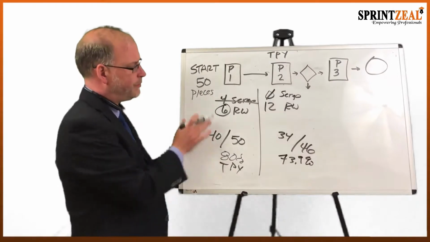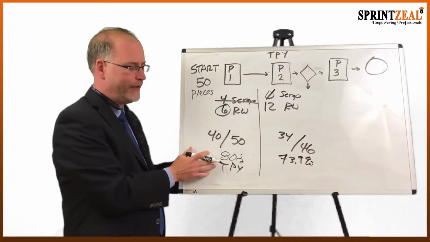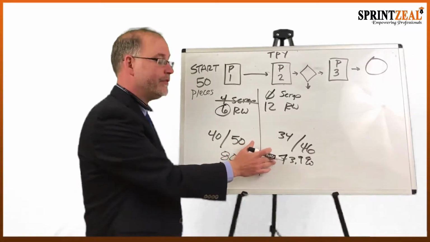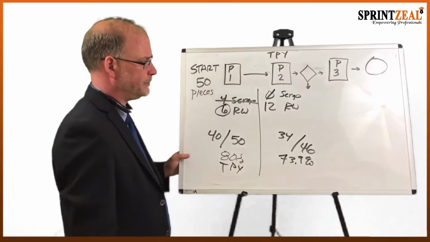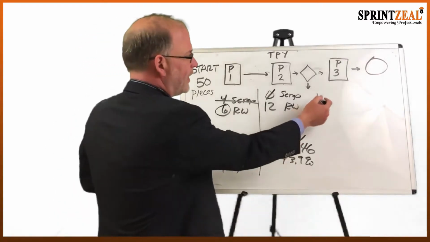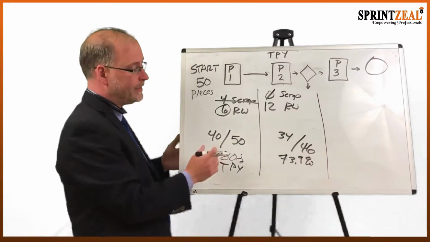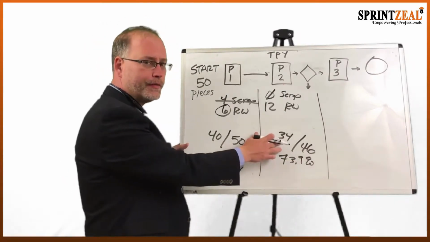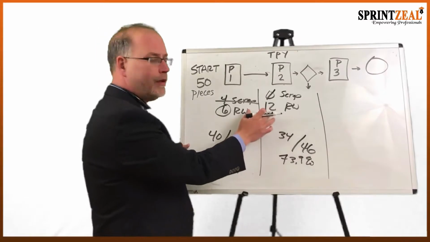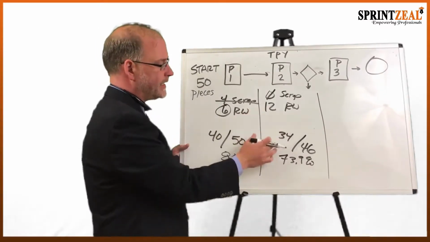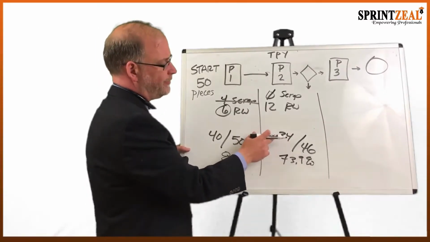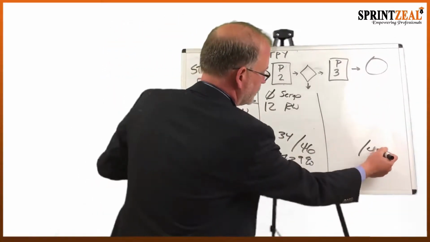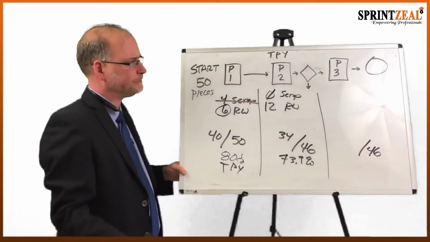So in process step 1, we have a throughput yield of 80%. In process step 2, we have a throughput of 73.9%. So now we move on to process step number 3. The same thing applies. Well, we know that 34 made it through successfully the first time. 12 had to take a rework or be done a second time. So we add 34 plus 12, and that gives us the same number of 46. So our denominator stays 46.